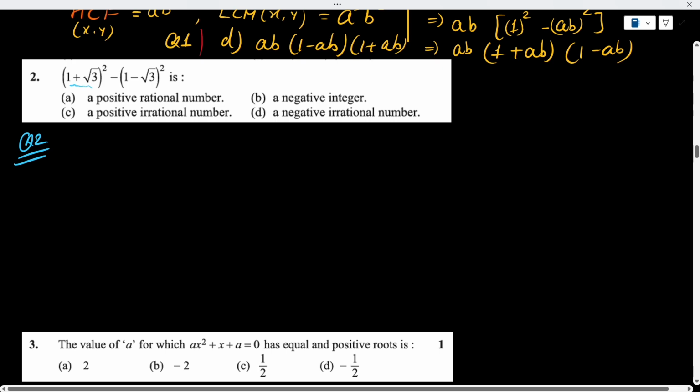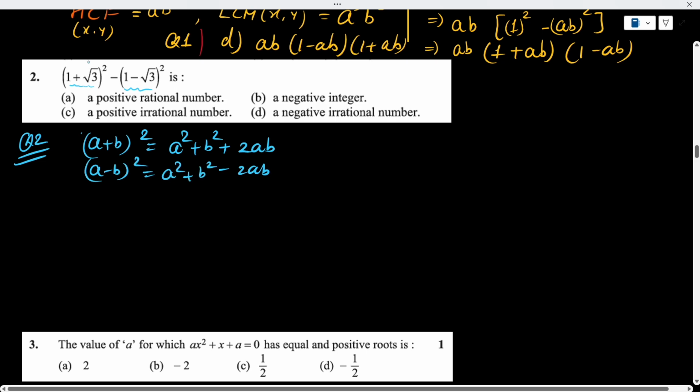It is (a plus b) whole square, and this is (a minus b) whole square. How will I take it here? You know that (a plus b) whole square is, what is the identity? a square plus b square plus 2ab, right? And (a minus b) square will be a square plus b square, then only here it will be minus 2ab, right? This is the identity you have learned. Now use this identity here.